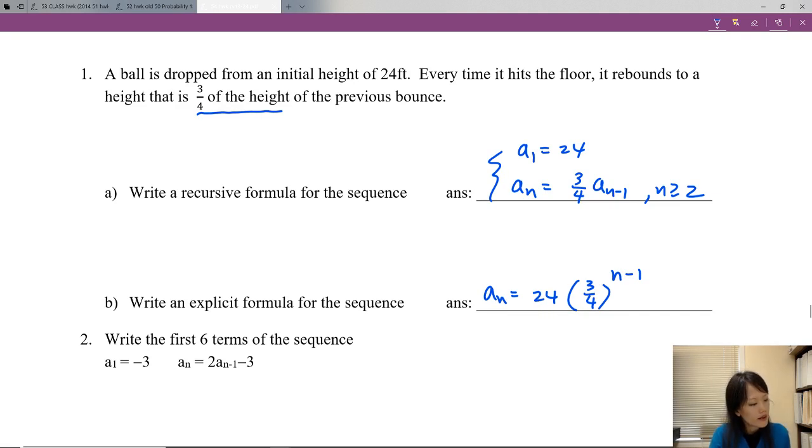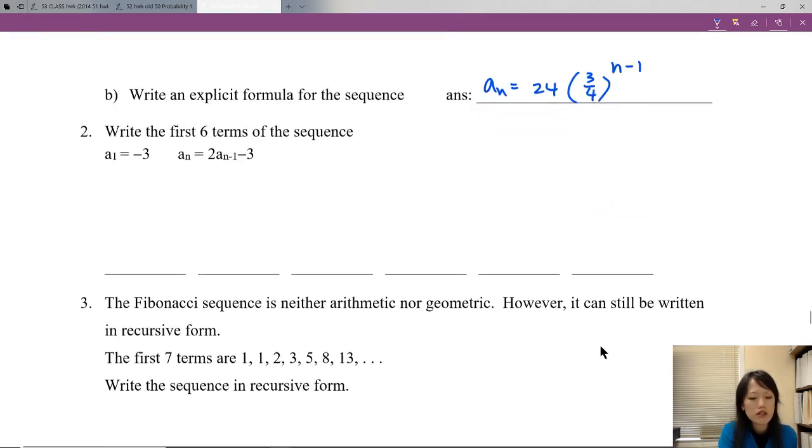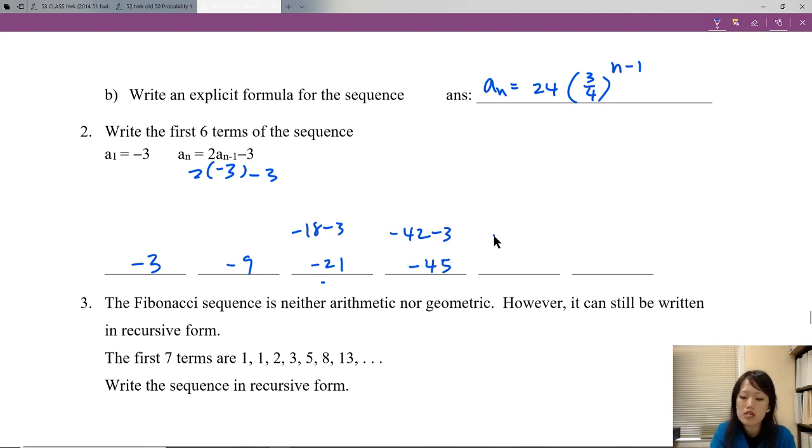All right, next one, number 2. Write the first 6 terms of the sequence. It's pretty easy, recursive. The first one, negative 3. What are they asking you to do? Take the last one, multiply by 2, then subtract 3. So times this by 2, so it's negative 6 minus 3, so it's negative 9. And then you do it again. Times it by 2, so it's negative 18, minus 3, so it's negative 21. Times it by 2, negative 42, subtract 3, negative 45. Times by 2, subtract 3, negative 93. Times by 2, negative 186, subtract 3, negative 189. That's it. So this is your recursive sequence.